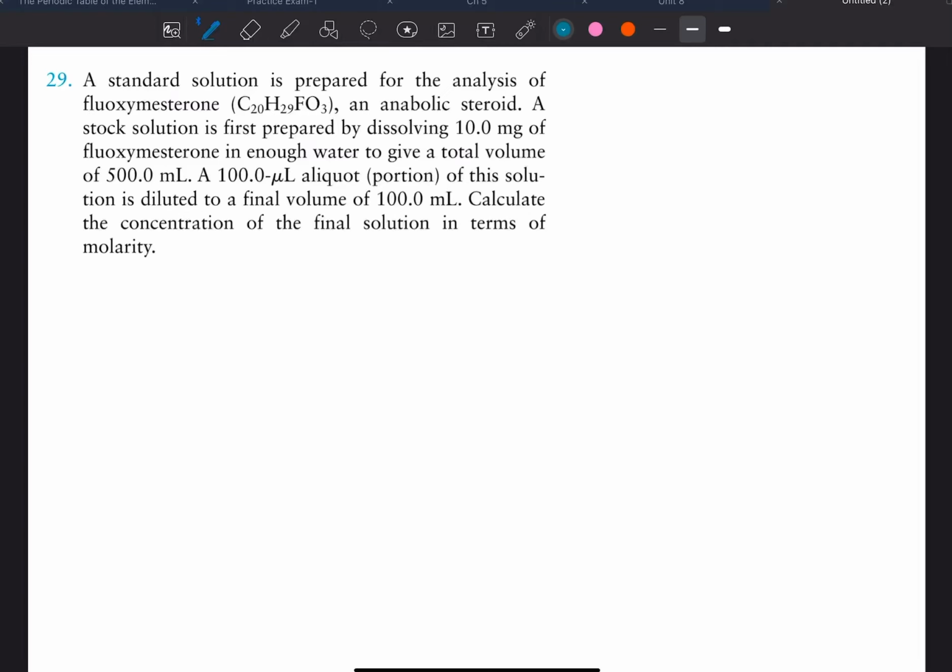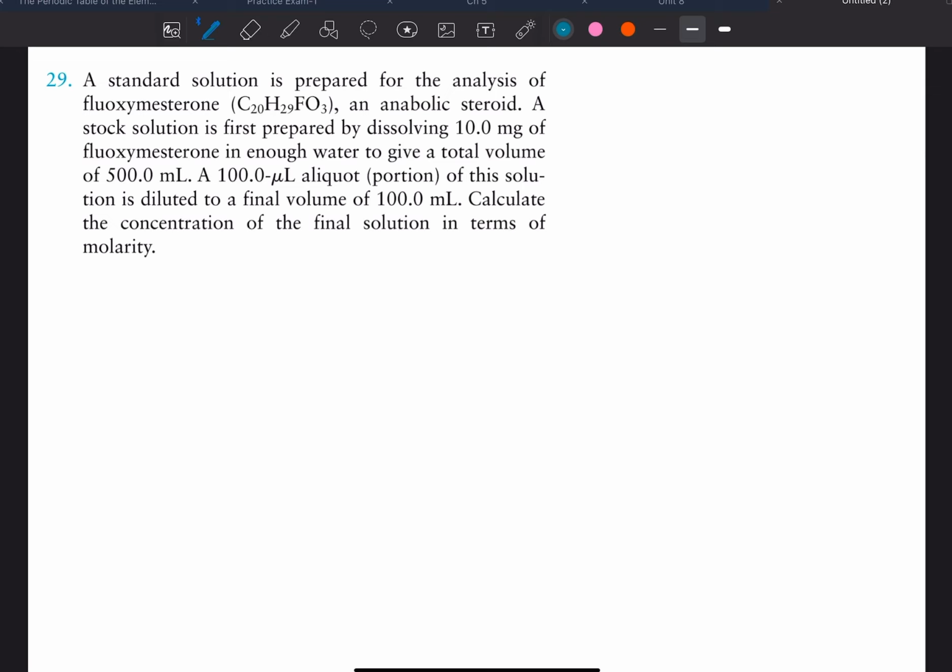Alright, so we have a standard solution that's prepared for the analysis of this molecule. And we know that a stock solution is first prepared by dissolving 10 milligrams of that molecule in enough water to give a total volume of 500 milliliters. Then we take a 100 microliter portion of this solution and dilute it to a final volume of 100 milliliters. And we want to calculate the molarity of that little portion that we diluted.